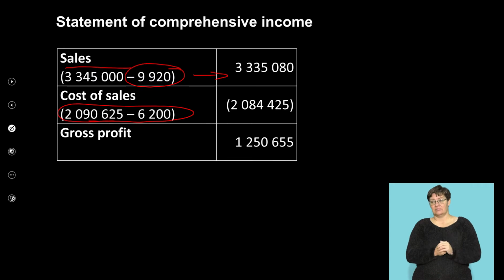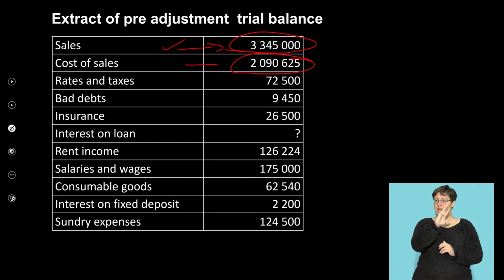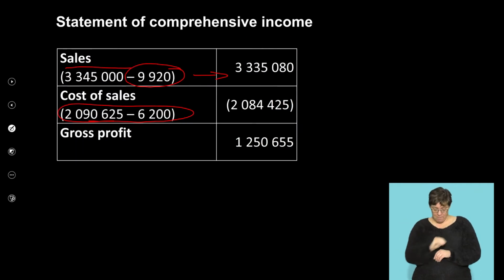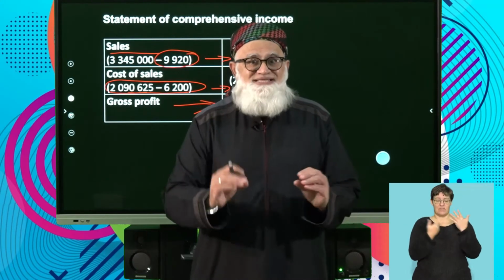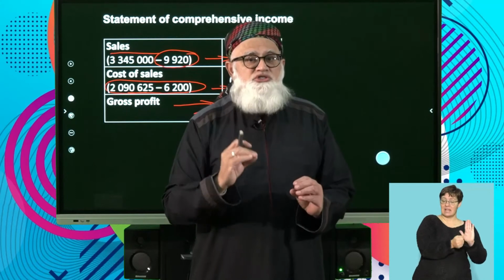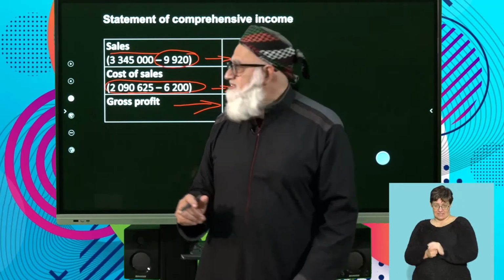There we go. So 2,090,625 from where? From my given information, and obviously minus the cost price of the goods that were returned to give me 2,084,425. Sales less my cost of sales will give me my gross profit of 1,250,655. That's the first part of my statement of comprehensive income done and dusted. What is it? Sales less the cost of sales. Got it? Brilliant. Let's move on.